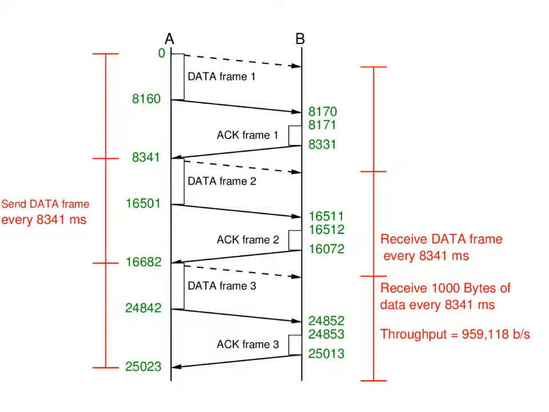So now we have a receiving rate, and the throughput is the rate at which we receive the real data, the useful data. We're receiving one data frame every 8341. One data frame contains 1,000 bytes of real data. If you go back to the question, we had 1,000 bytes of data plus 20 bytes of header. The throughput we are interested in only considers the real data, not the header. So we can say we're receiving 1,000 bytes every 8341 microseconds. 1,000 bytes divided by 8341 microseconds is this throughput of 959,000 bits per second. So that's how we can arrive at the throughput.